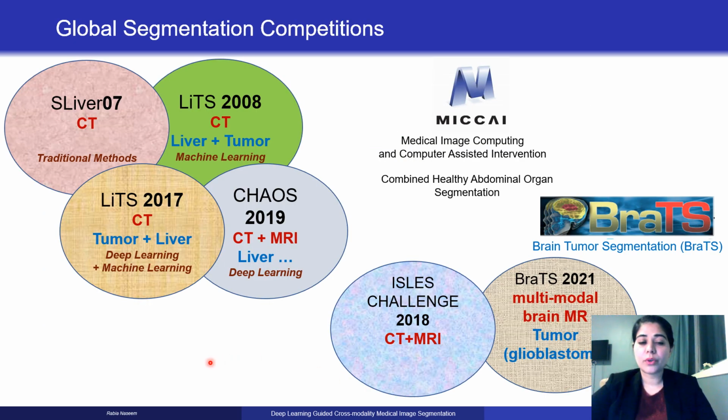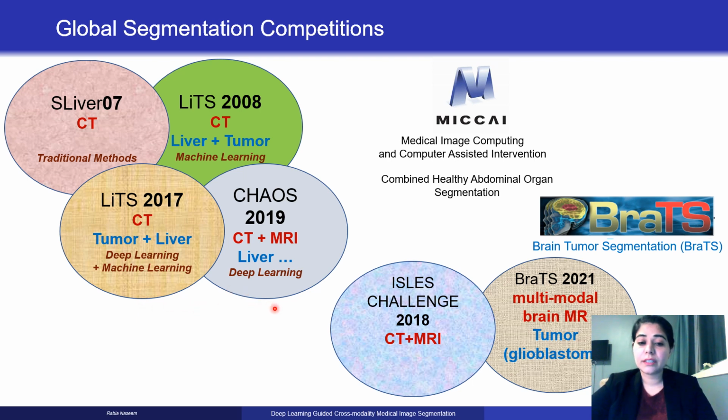Because segmentation is a very important problem, several global competitions are held to encourage the researchers working in the segmentation area to come up with more robust segmentation algorithms. For instance, SLIVER was organized in 2007, which used traditional segmentation methods. Then in the following year, machine learning approaches were introduced. In 2017, deep learning was also introduced along with machine learning approaches.